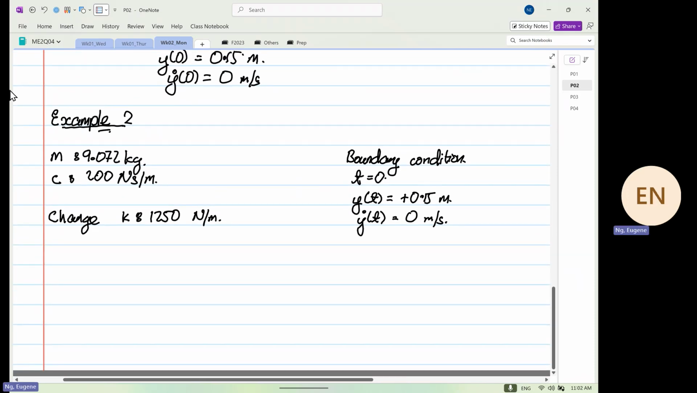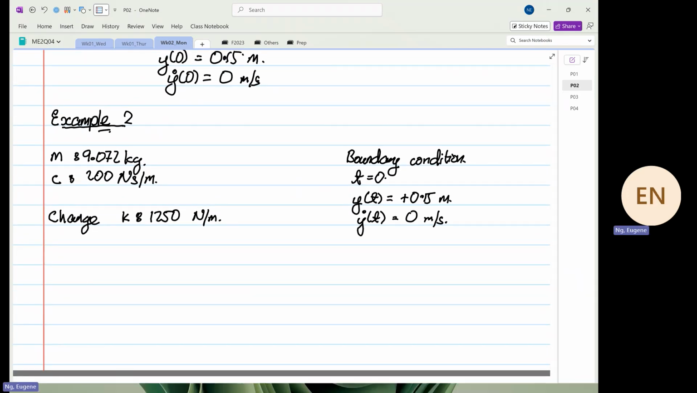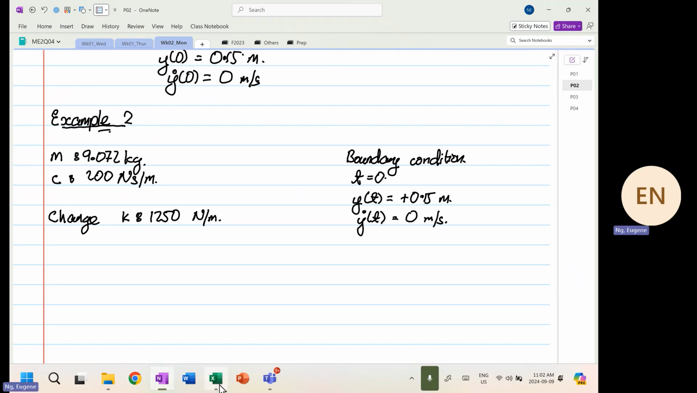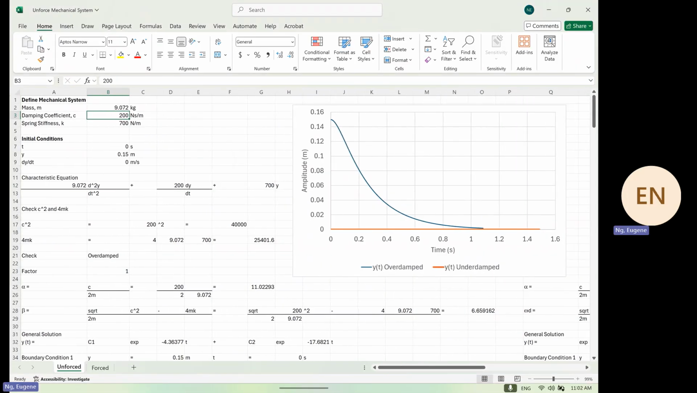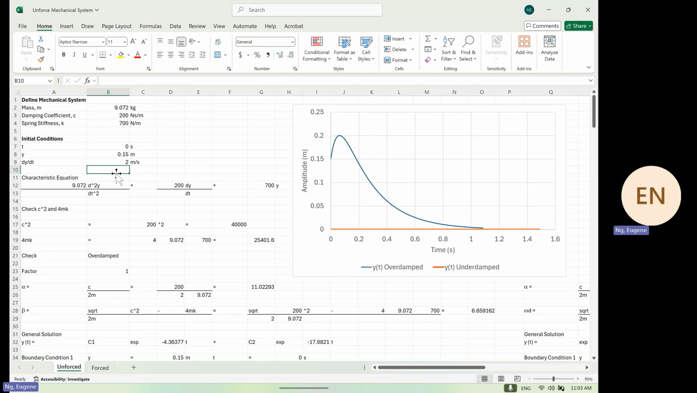Now, some of you, if we were to go into our previous Excel spreadsheet, I'd like to highlight that the initial condition you can change. If you change your velocity at time equal to 0 to 2 meters per second, you can see how your system changes also. So this is the response of your system at a 2 meters per second boundary condition, but we are going to put it at 0.